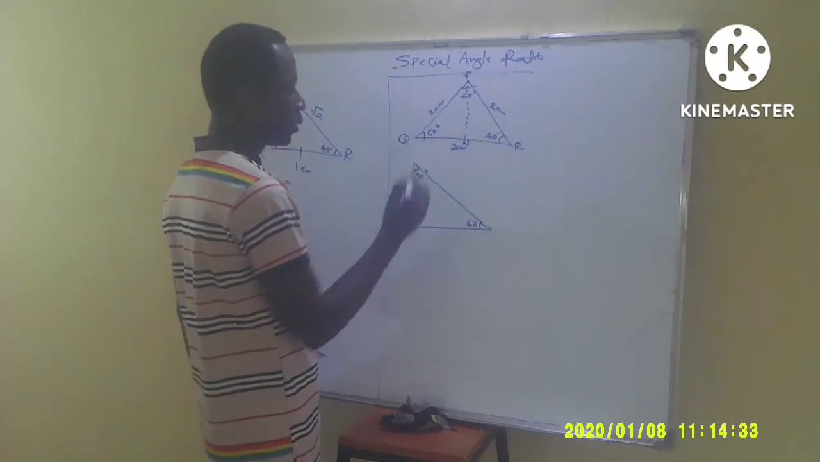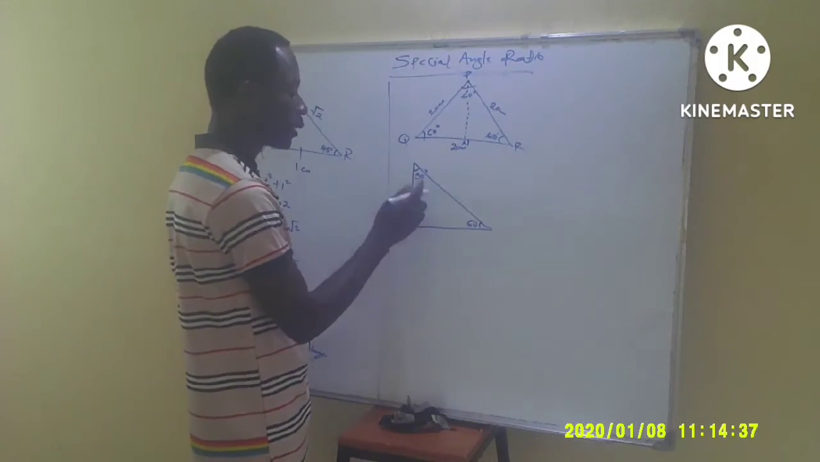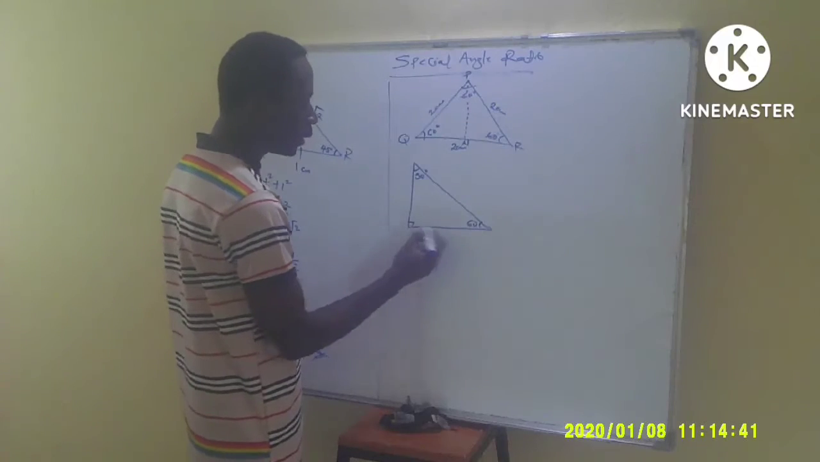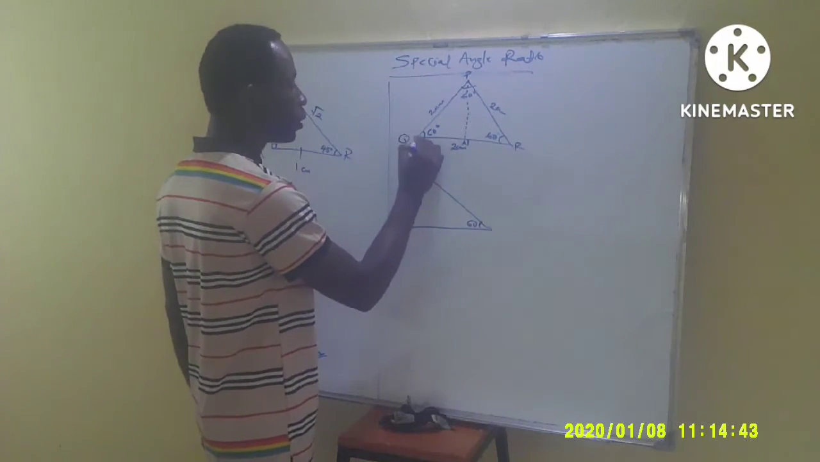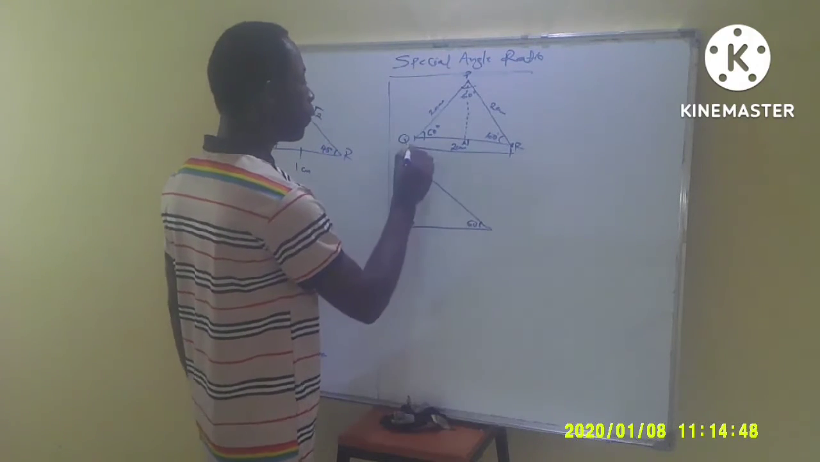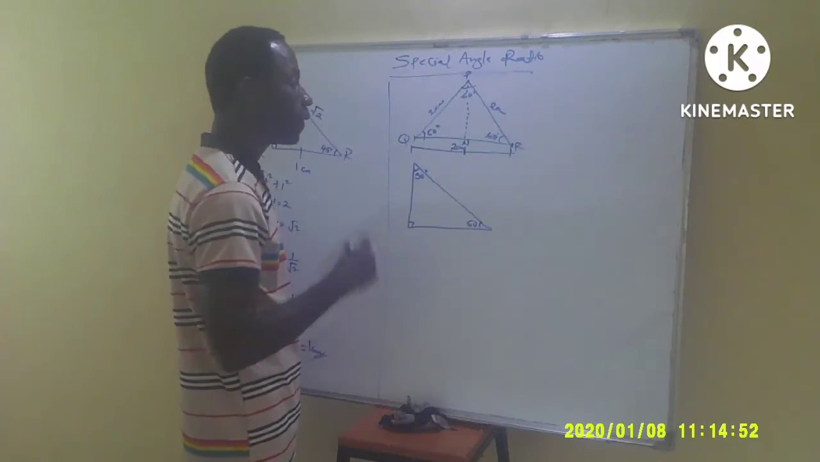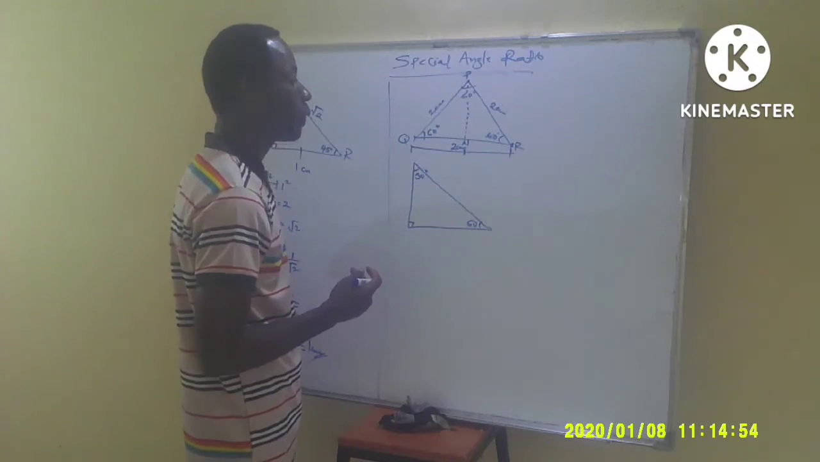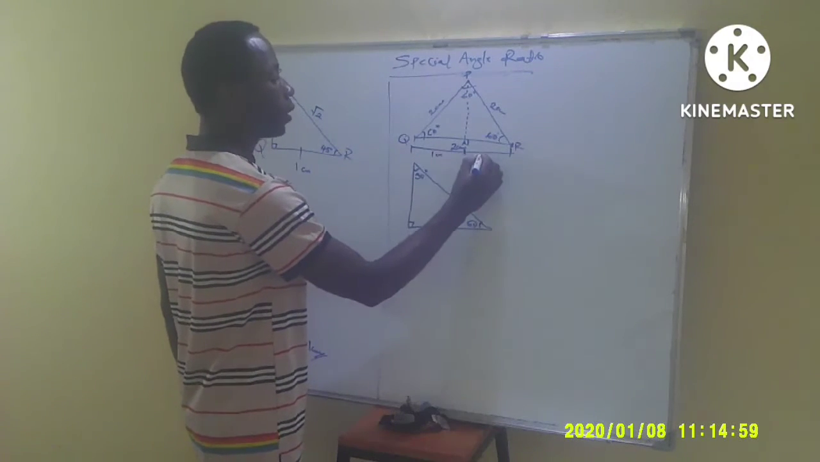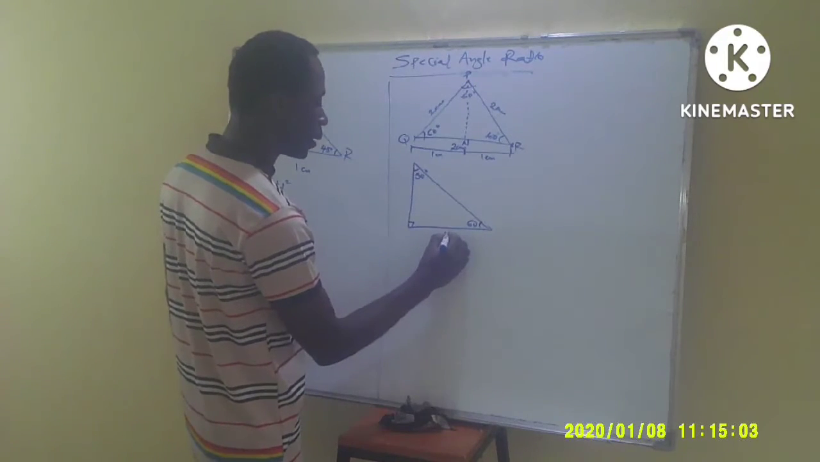So if here is 30 degrees, don't forget here will be 90 degrees. So 60 plus 30 is 90, 90 plus 90 is 180 degrees. But what's the length from here to here? If from Q to R is 2 centimeters, then after I have bisected the triangle, here will be what? 1 centimeter, and here will be what? 1 centimeter. So let me tag here and here 1 centimeter.